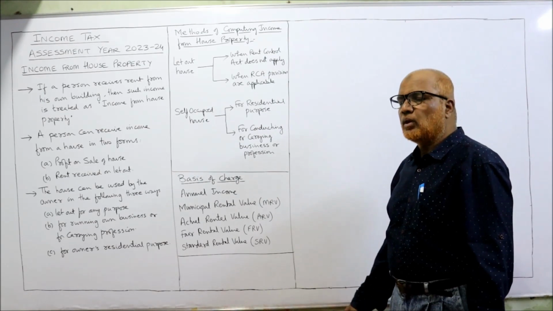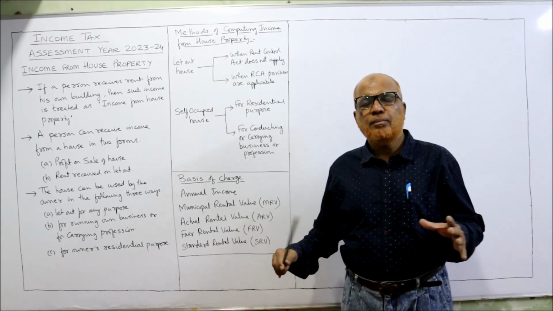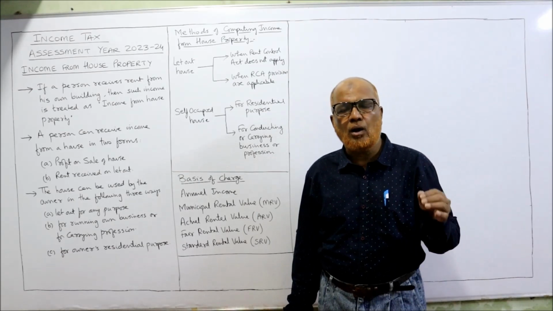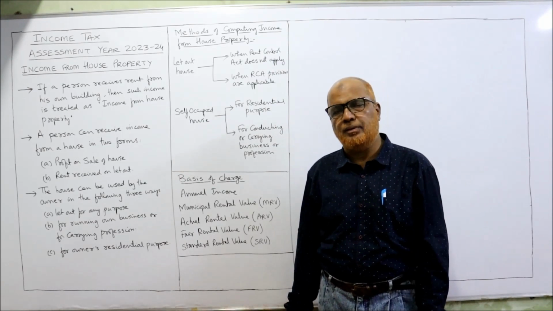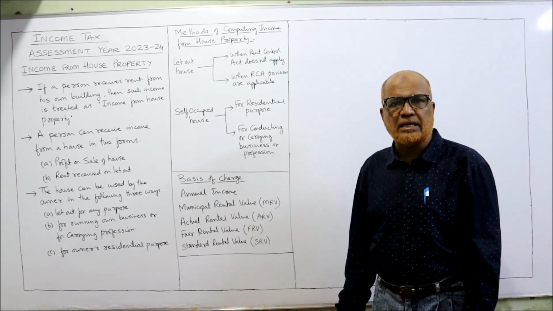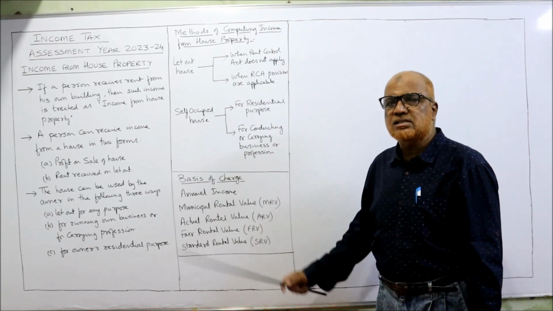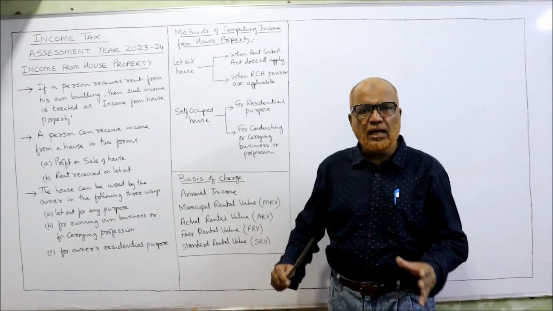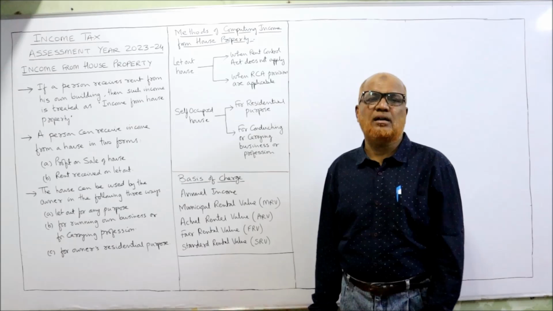Now, methods of computing the income from house property. The Income Tax Act has given elaborate provisions regarding how to compute income from house property. First of all, we divide the houses into 2 categories: let out house and self-occupied house. For let out house, again 2 subcategories are there.